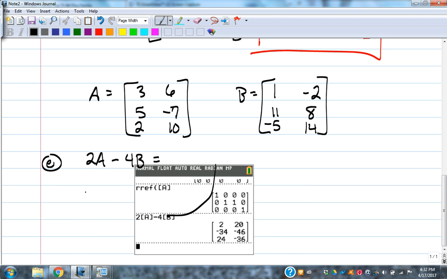So that would be what my matrix ends up being there. Right there's my solution. You can do it by hand. You can do it with the calculator. I don't care which way you do it. Just be able to do scalar multiplication combined with addition or subtraction.